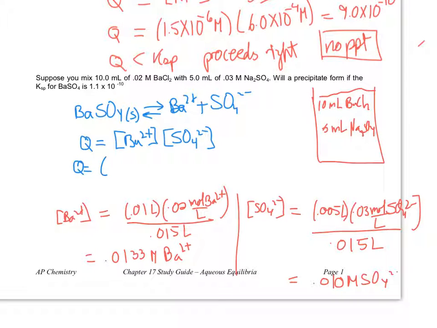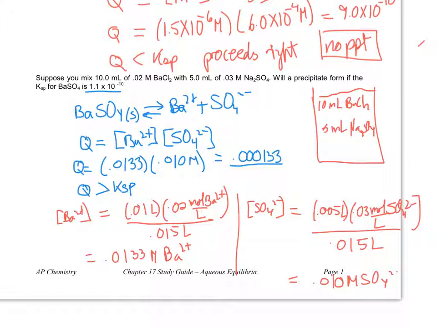So now that I have that, I can plug it back into my Q expression. So my barium ion concentration was 0.0133 molar. My sulfate is 0.010 molar. Hopefully you can do this without a calculator. It's 0.000133, which, I mean, you can already tell that it's larger than my K.